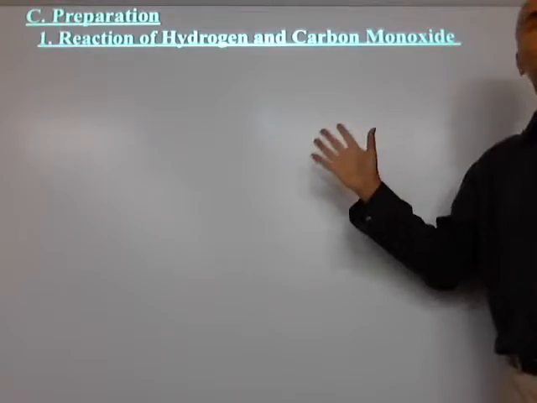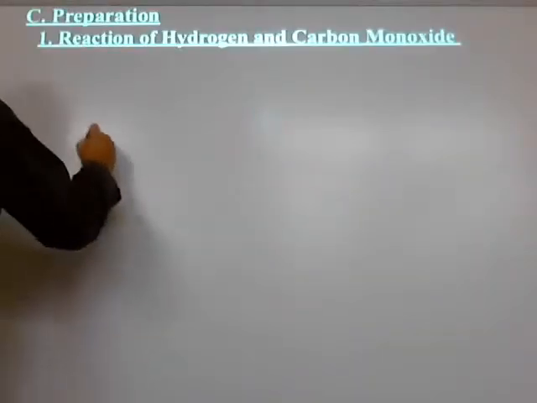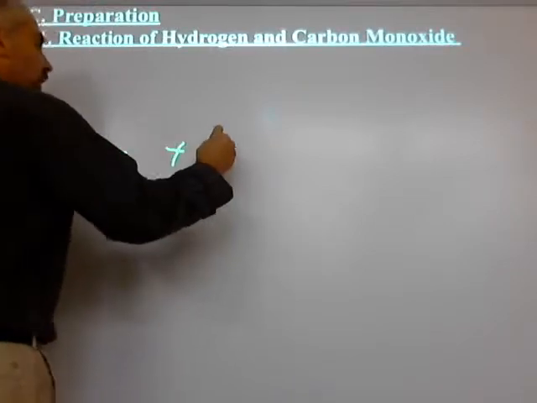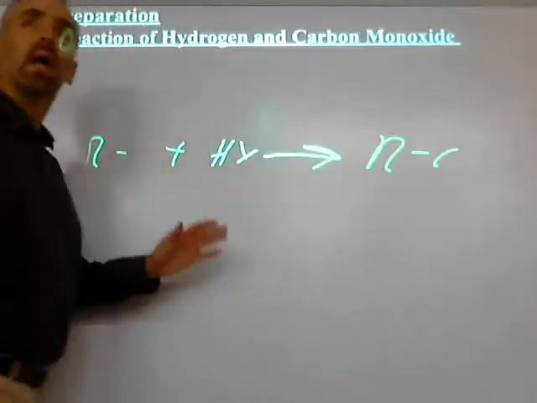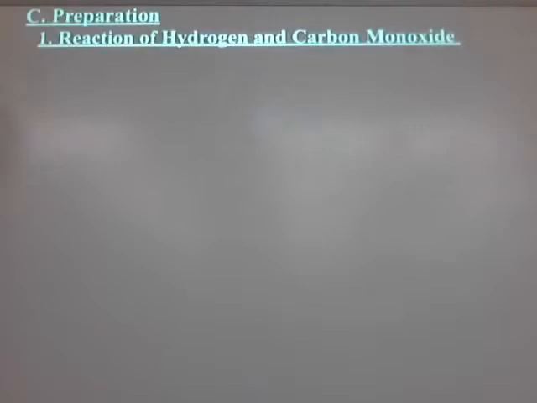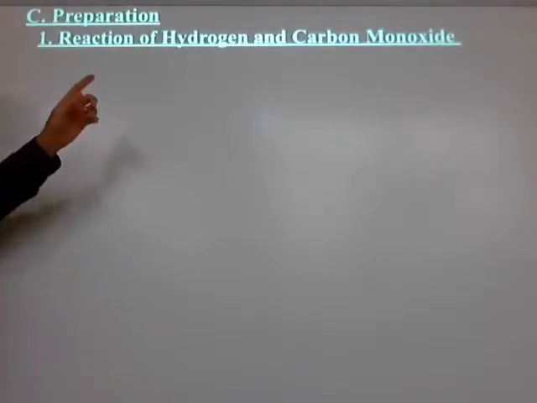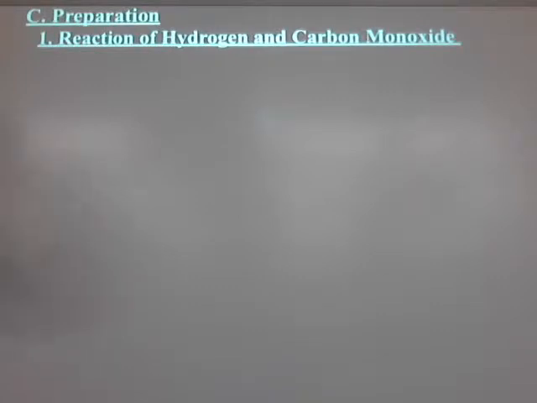Why? Because this is not a general formula. All the ones up till now have looked something like this: R something plus HX yields R something, whatever. It was a generic formula, and you replace the R with however many carbons you actually had. This is a specific reaction. It only works with carbon monoxide and hydrogen, and it only makes one alcohol.